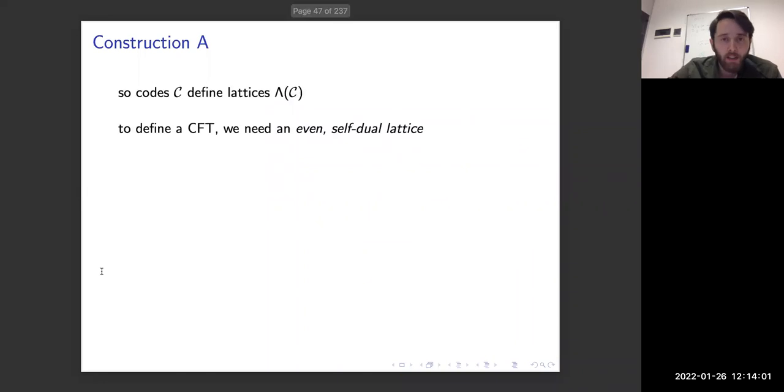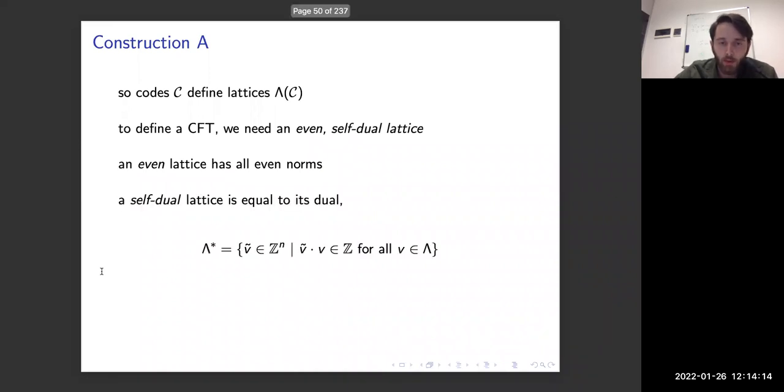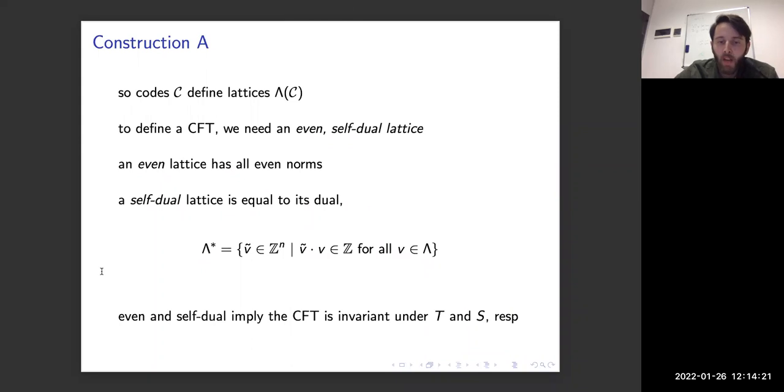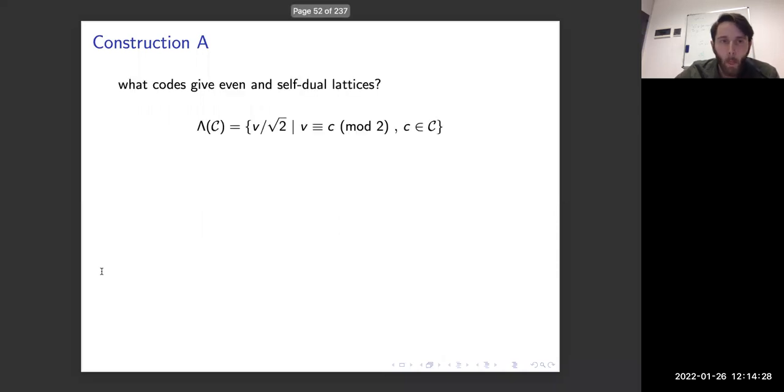So codes define lattices Lambda, but we know that not every lattice defines a CFT. We want the CFT to be modular invariant, so we need the lattice to be even and self-dual. An even lattice has all even norms, and a self-dual lattice is equal to its dual. The dual of a lattice is the set of points whose inner products with the original lattice points are all integers. And this ensures that the CFT will be invariant under the T and S transformations respectively. Okay, so the question of how codes define CFTs is: which codes give even self-dual lattices?